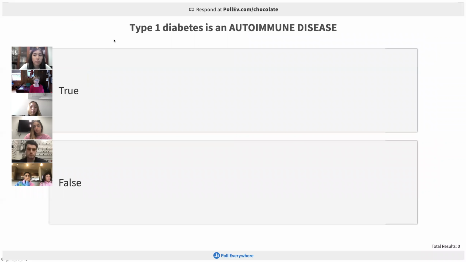Type 1 diabetes is an autoimmune disease. True or false?